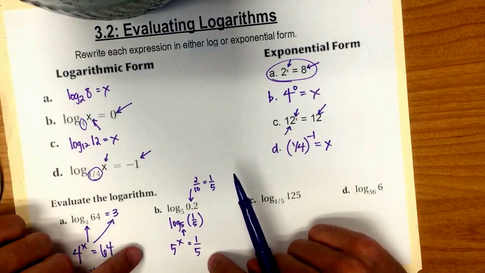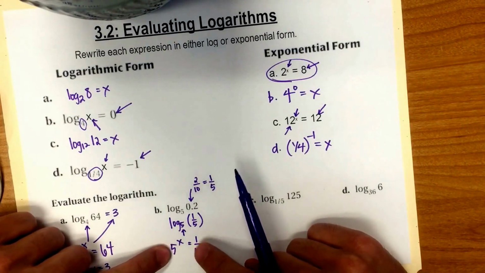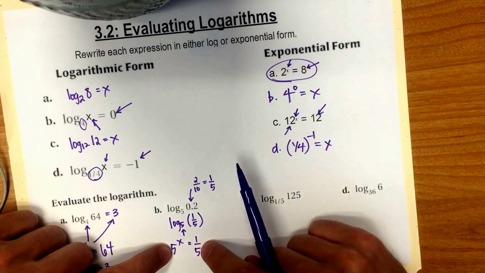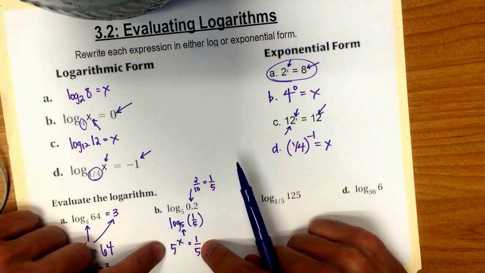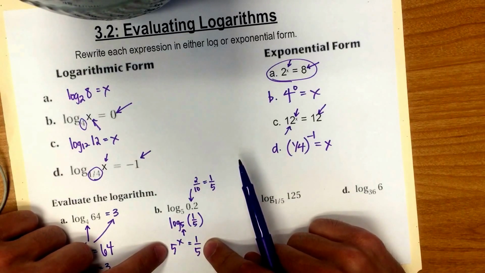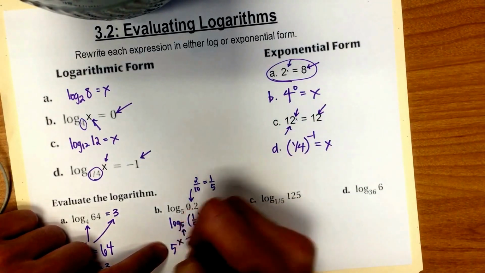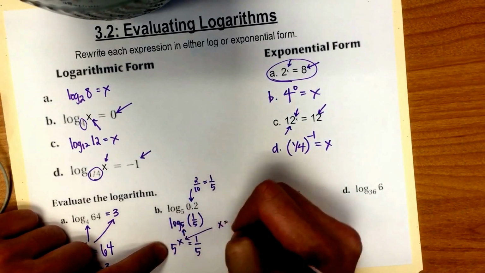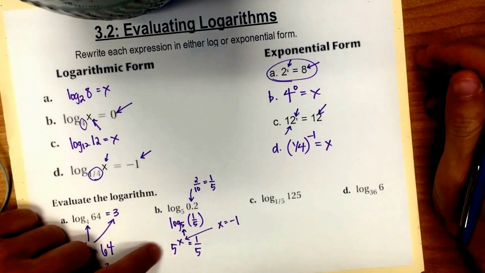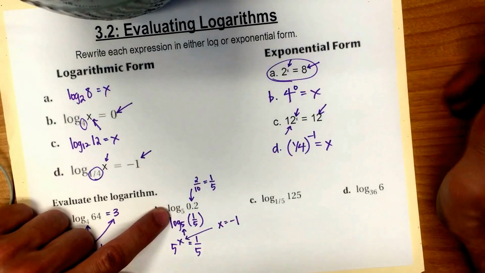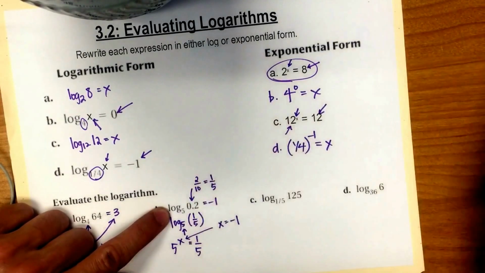So in order to change a whole number into a fraction, I want you to think about what kind of power you would have to use. The only kind of power that changes something from a whole number into a fraction or vice versa is a negative power. So in order for this 5 to change into 1/5, x would have to equal -1. So log base 5 of 1/5 equals -1.